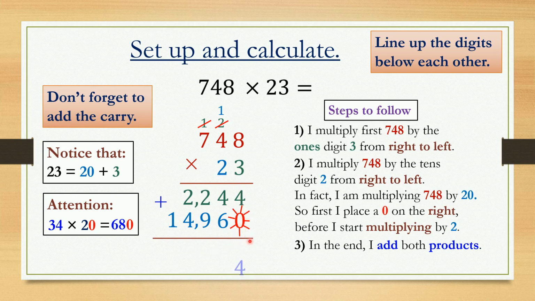4 plus 0 equals 4. 4 plus 6 equals 10. I write 0. I carry 1 above the 2. 1 plus 9, 10 plus 2, 12. I write 2 and I carry 1 above the 2. I copy the comma below the comma. Then 4 plus 2 plus 1 equals 7. And 1 plus nothing here, it's 1. And the answer is 17,204. So 748 times 23 equals 17,204, and my work is done.